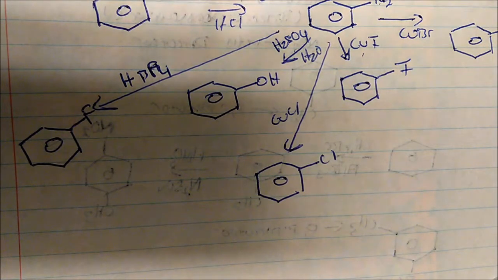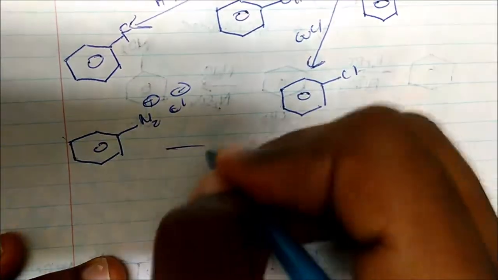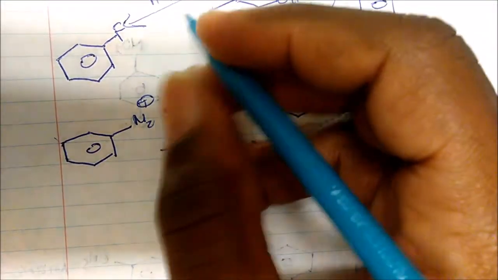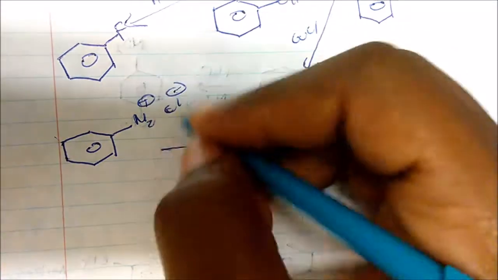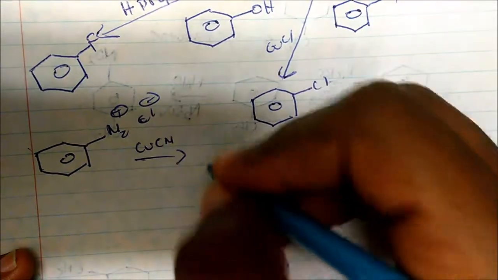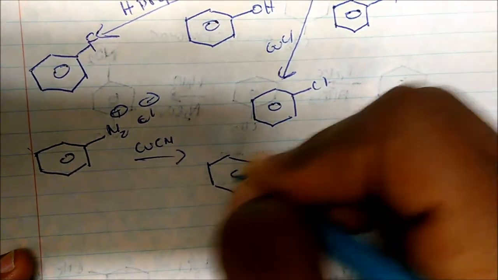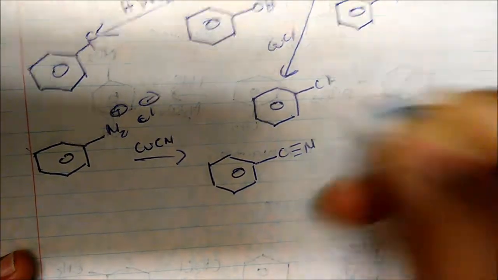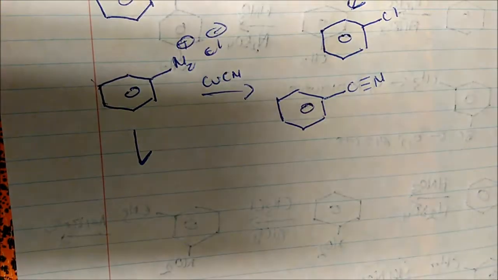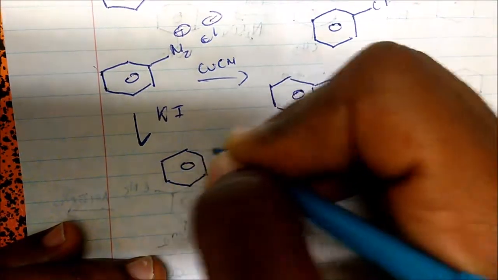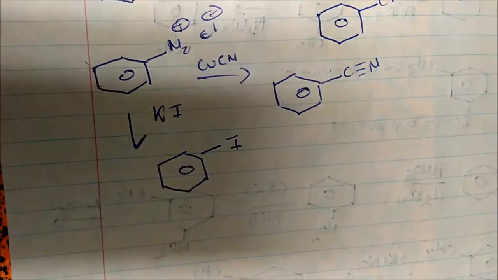I could also get the cyanide. So let me redraw the diazonium salt. From this, N2 plus Cl minus. If I take this and add cuprous cyanide, then I'll get the cyanide group on the benzene ring. I could also take this and add potassium iodide. That actually gives you the same iodide on the ring too. So that gives you the iodide.